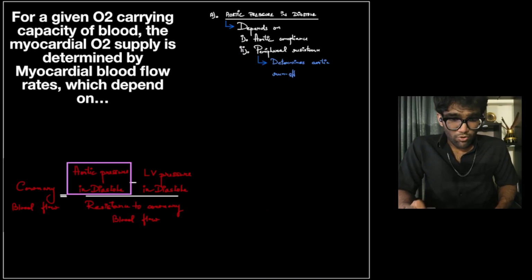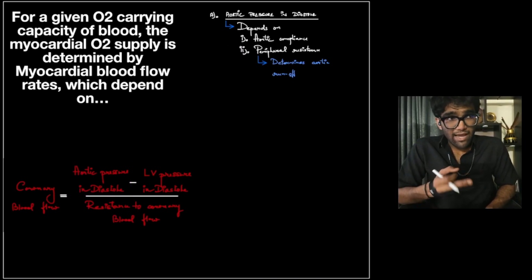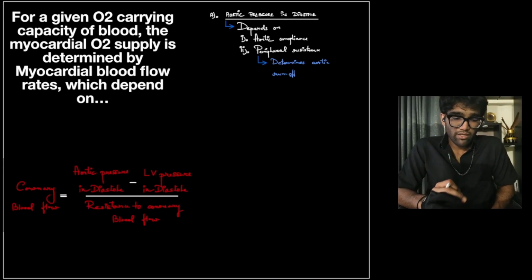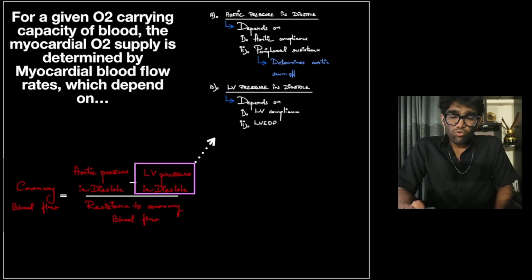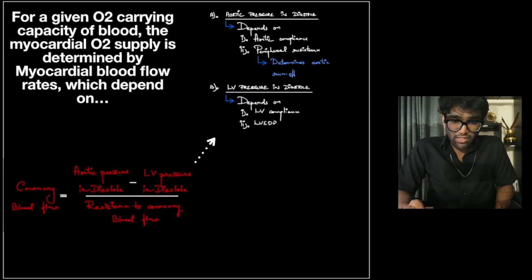Now, the second thing is LV pressure in diastole. The higher the LV pressure in diastole, the lower the difference in pressure, and therefore the lower the coronary circulation blood flow. So let's see what determines the LV pressure within diastole. It depends almost exclusively on the compliance. Like any pressure, it depends on the volume times the compliance of the structure within which the blood is housed. So the volume is the LV end diastolic volume, and the compliance is the LV compliance itself. These are the two factors that determine it.